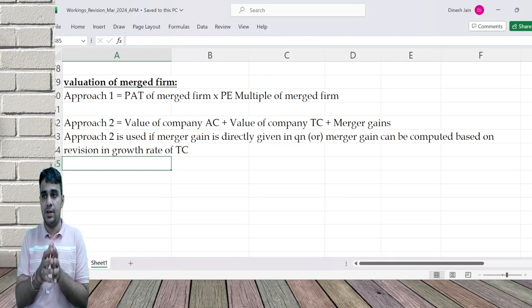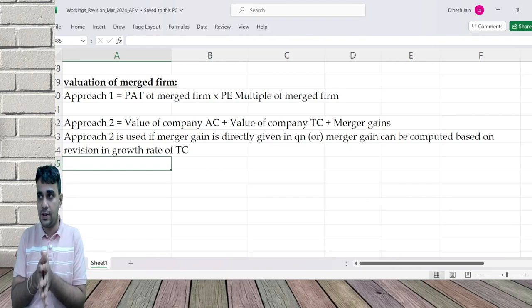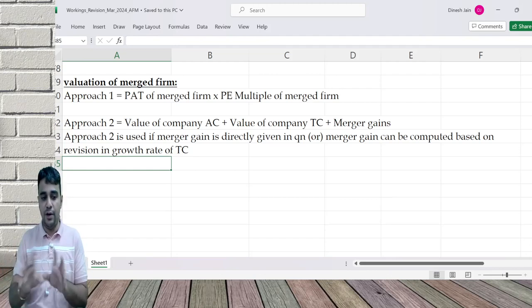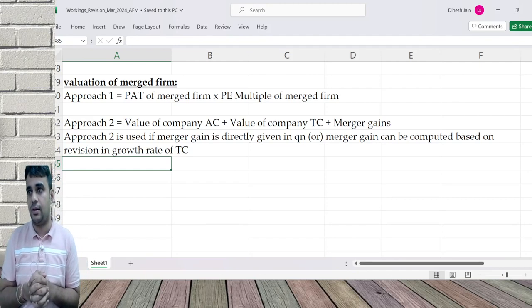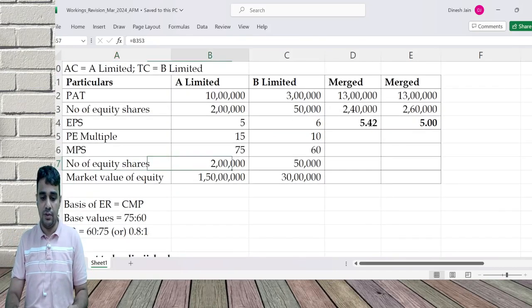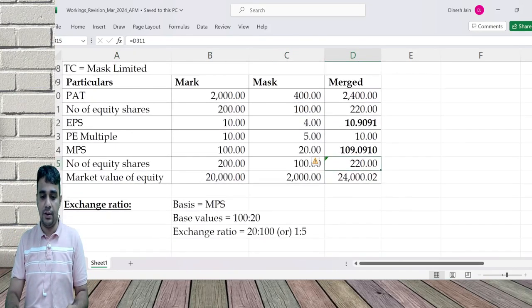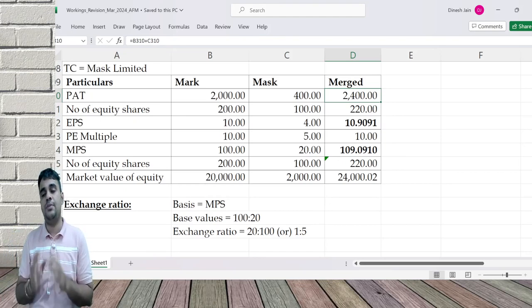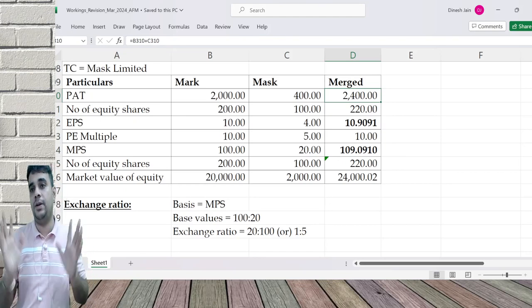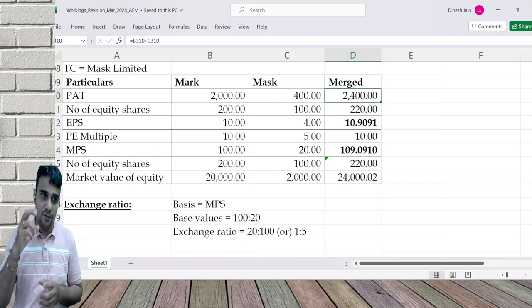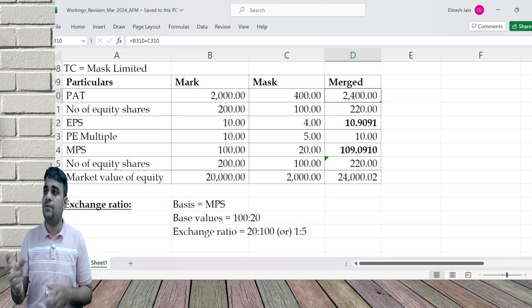Now, what is this? Before I get into this, I'll discuss 2-3 more concepts and then come back here. But there are two ways of valuing. This is not there in my concept book. The first way, which you did in every question, is taking the PAT, multiplying with the P multiple and getting the valuation. But in some questions P multiple data itself will not be there. They have given value of company 1, value of company 2. Merged will be 1 plus 2.